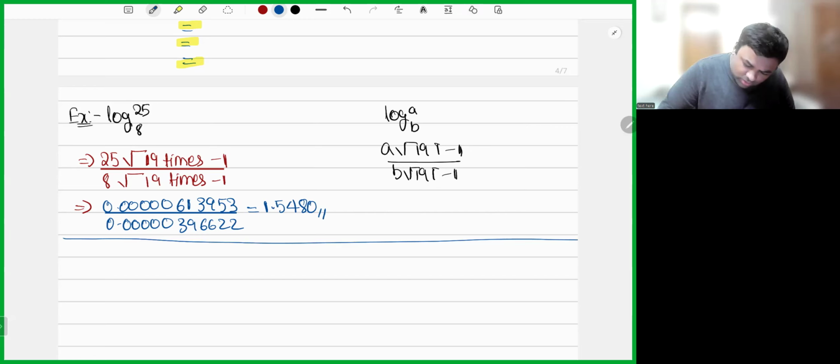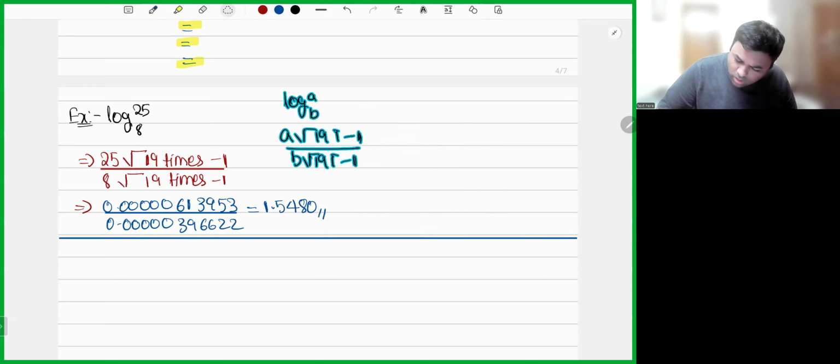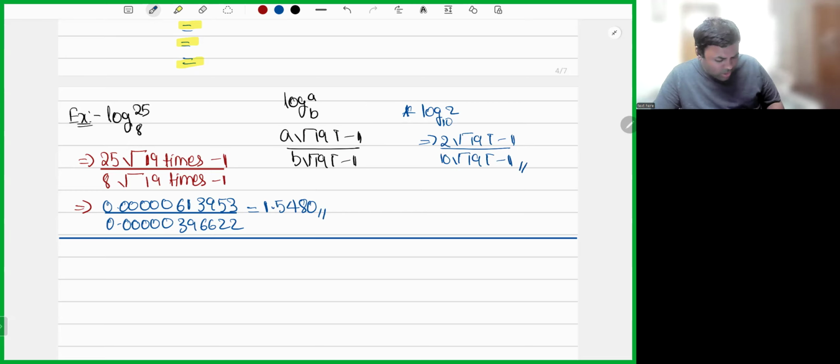In the same way, if you want to calculate log 2, how will you calculate it? Log 2 is simple. You will do 2 under root 19 times minus 1, divided by 10 under root 19 times minus 1, since nothing is given in the base, so you take it as 10. Whenever you are free and whenever you are bored, you can go ahead and do this by yourself. I hope it's fine.